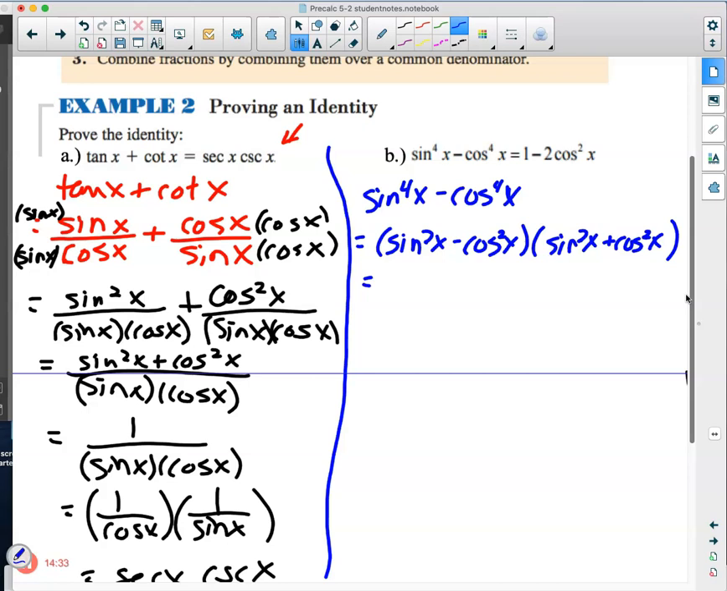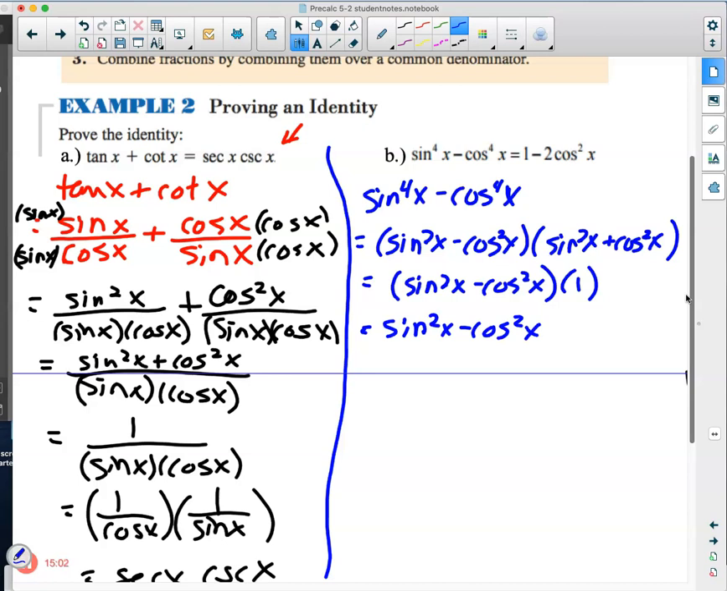Something good happened there? What was the good thing? Owen? Sorry, Owen? We show that we recognize, hey, that's a Pythagorean identity. In fact, the big Pythagorean identity. So now we're down to sine squared x minus cosine squared x.